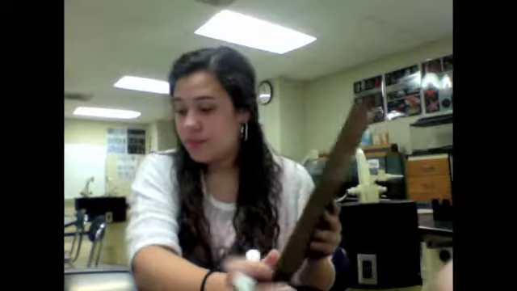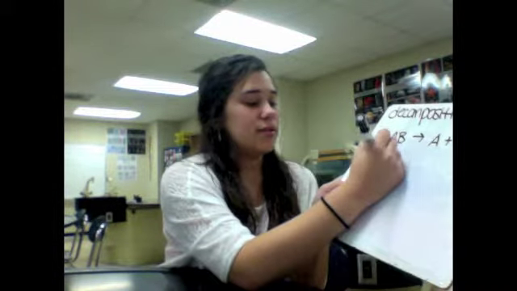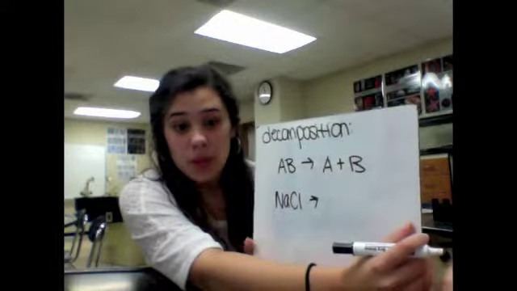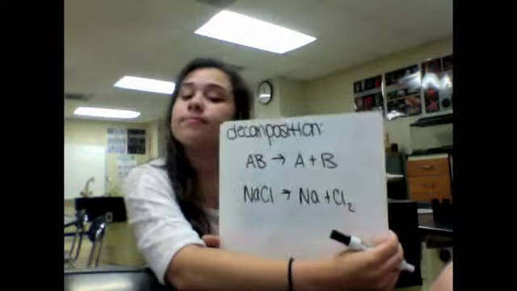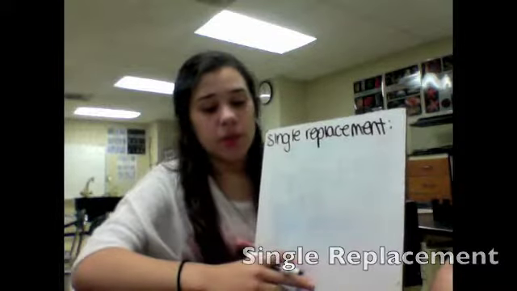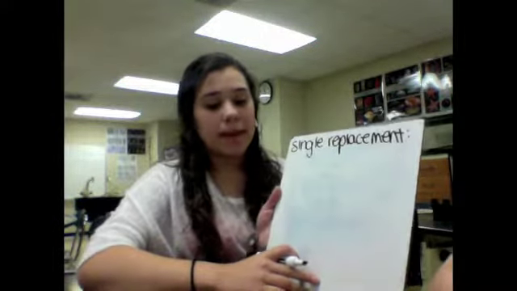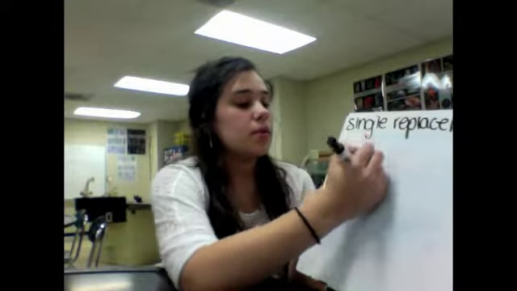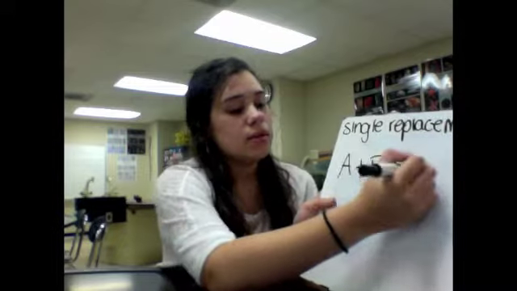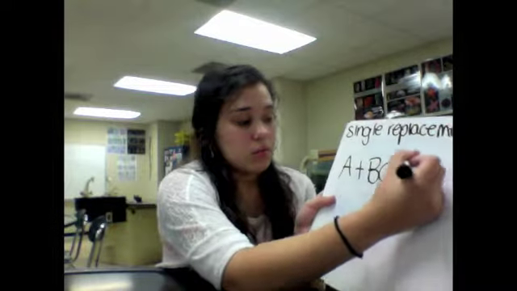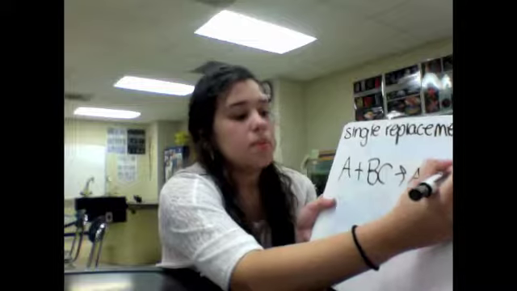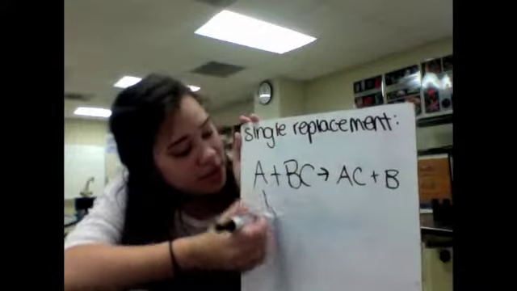In a real equation, NaCl, or sodium chloride, would decompose to Na plus Cl2. For a single replacement, you are going to have an element and a compound yielding to an element and a compound. So A would be your element plus BC yields to AC plus B. Realize how my A replaces my B.